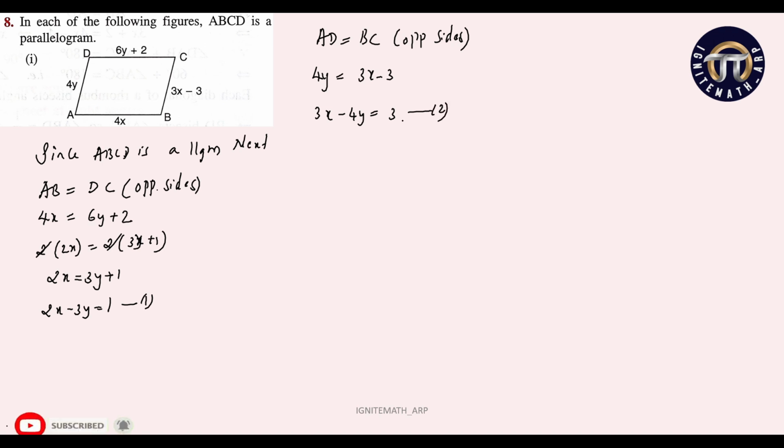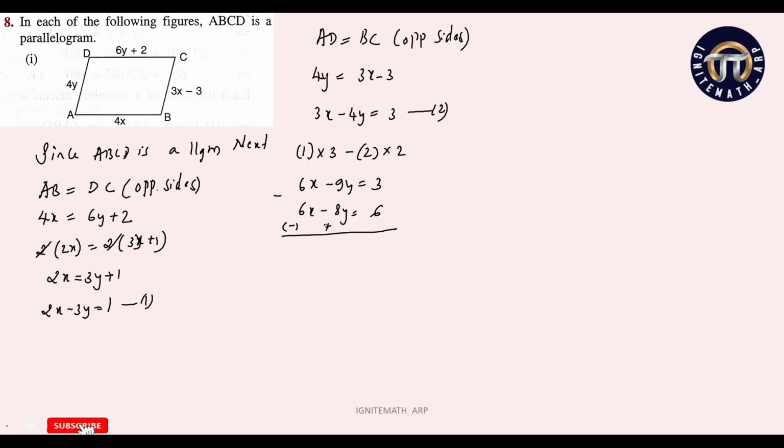You know how to solve a simultaneous equation by the elimination method, children. So what I do: equation 1 multiplied by 3 minus equation 2 multiplied by 2. Equation 1 multiplied by 3 gives 6x minus 9y is equal to 3. Equation 2 multiplied by 2 gives 6x minus 8y is equal to 6. So I have to subtract them. Change the sign. These two will get cancelled. Minus y is equal to minus 3. Y is equal to 3.